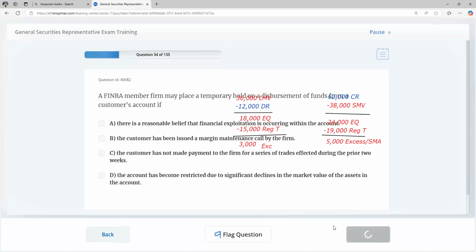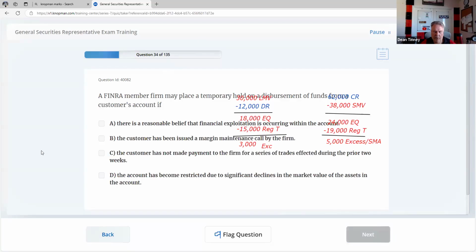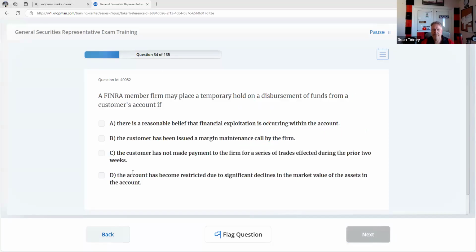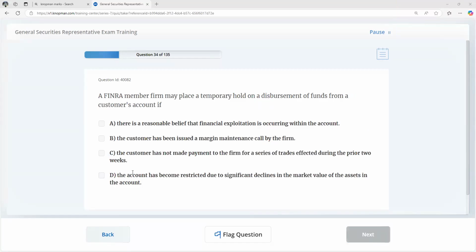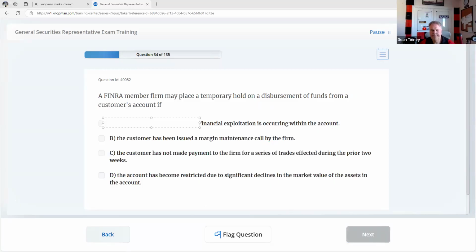Couple margin questions so far. Well, we only had one like that. That was a nasty one. But a FINRA member firm may place a temporary hold on the disbursement of funds from a customer's account if I think there's a reasonable belief that financial exploitation is occurring within the account. Yeah, that's right. Remember, boom.